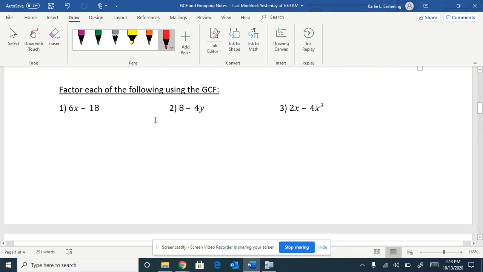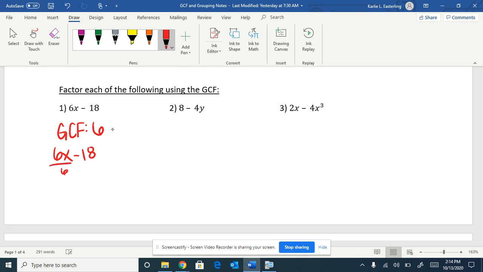All right, we're going to go down here and work some more example problems. I'm going to have you figure out the GCF of each of these and input it, and then I will help you pull out those terms. All right, so for number 1, hopefully you got that your greatest common factor was 6. So you're going to do 6x minus 18 divided by 6 divided by 6, and you'll be left with x minus 3.